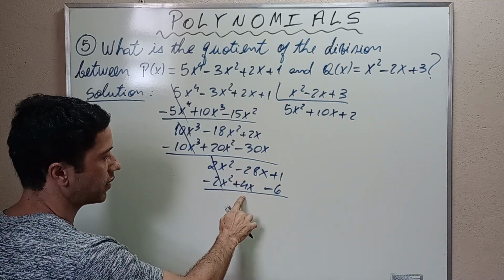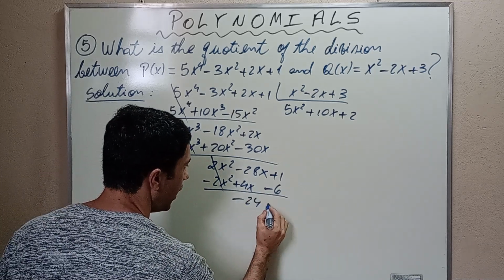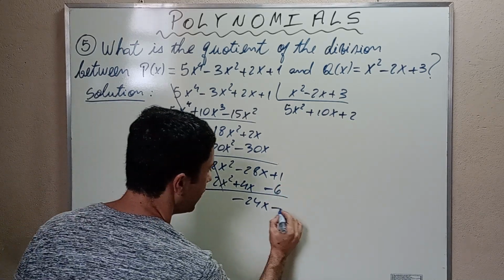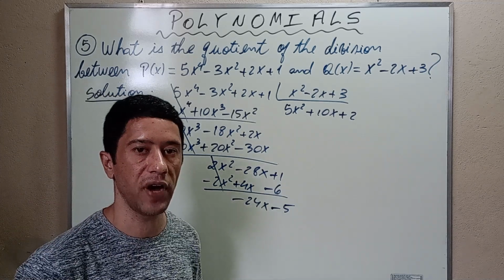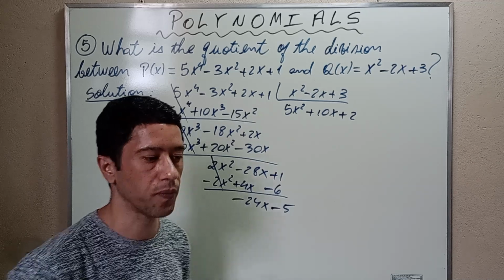Negative 28x plus 4x is negative 24x. Negative 6 plus 1 is negative 5. Therefore, the quotient is 5x squared plus 10x plus 2, and the remainder is negative 24x minus 5. Okay, my friends, this is all for exercise number 5. Let's go to the next, exercise number 6.